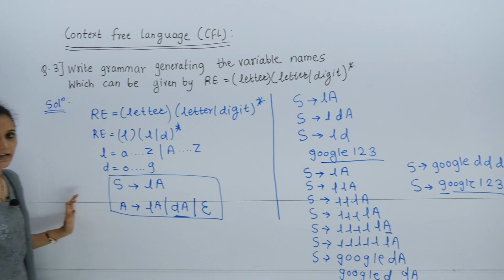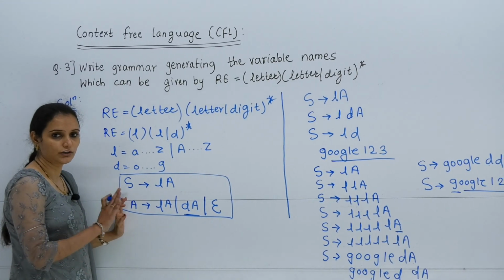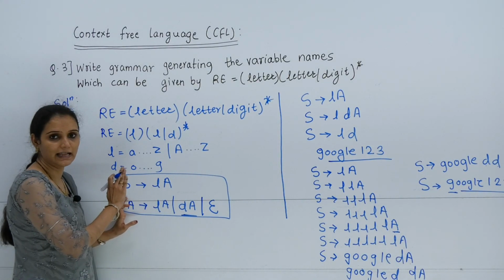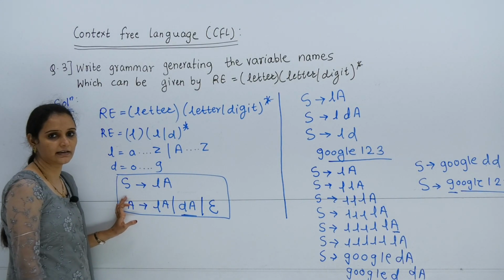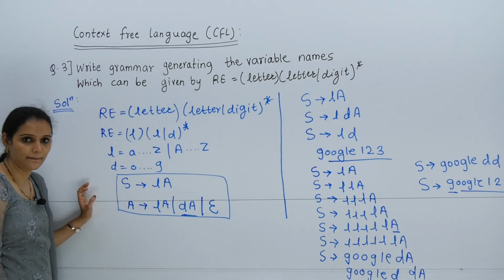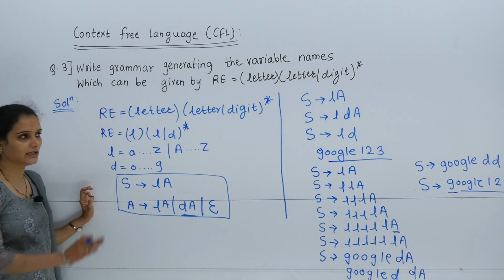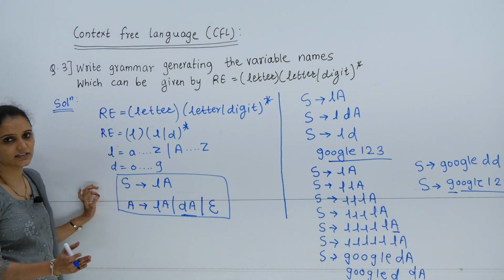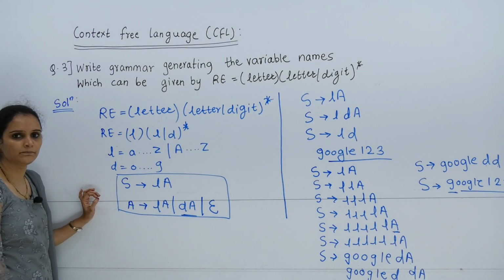In the context free language, we have seen what exactly a context free language is. We can derive that language from a context free grammar. We have seen different types of examples: if the grammar is given, how to generate the language, and if the language is given, how to generate the grammar.